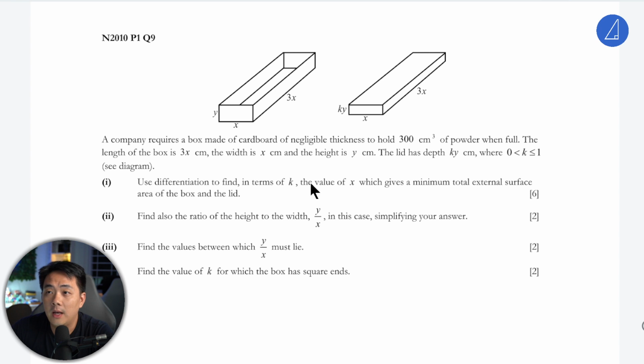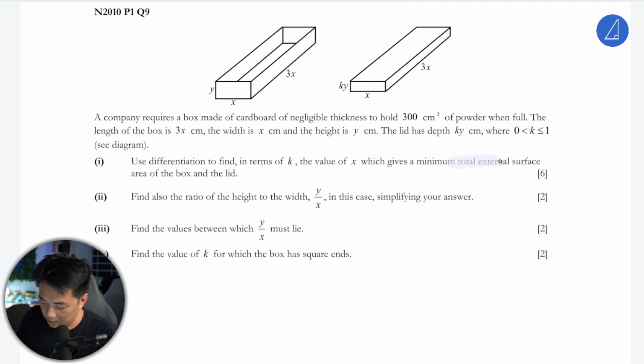full. The length of the box is 3x and the width is x and the height is y. The lid has this step here, ky, where k is between 0 and 1. Use differentiation to find, in terms of k, the value of x which gives the minimum total external surface area of the box and the lid.